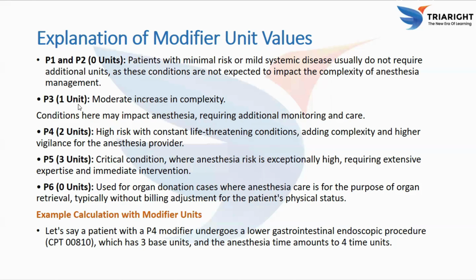P5 is allotted 3 units, extremely high risk. The patient is critically ill in these cases and surgery is the last chance for survival. Examples are massive trauma, ruptured aneurysm and severe shock. P6 is 0 units. The patient is brain dead in this condition, so surgery is done only to remove the organs. Why 0 units? Because no anesthesia risk is related to patient survival, and it is only special transplant billing that applies.